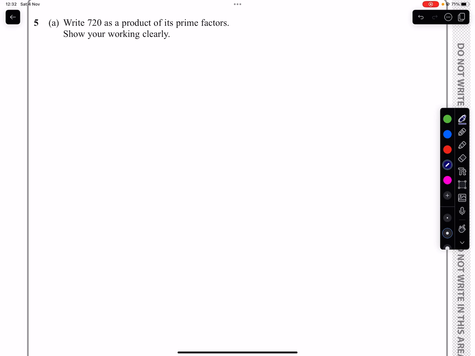Question 5, part A. Write 720 as a product of prime factors. So first thing we need to do is break 720 down into prime factors. So dividing by any numbers, expressing this as two numbers times together, and you keep breaking it down until you end up with only prime numbers at the end.